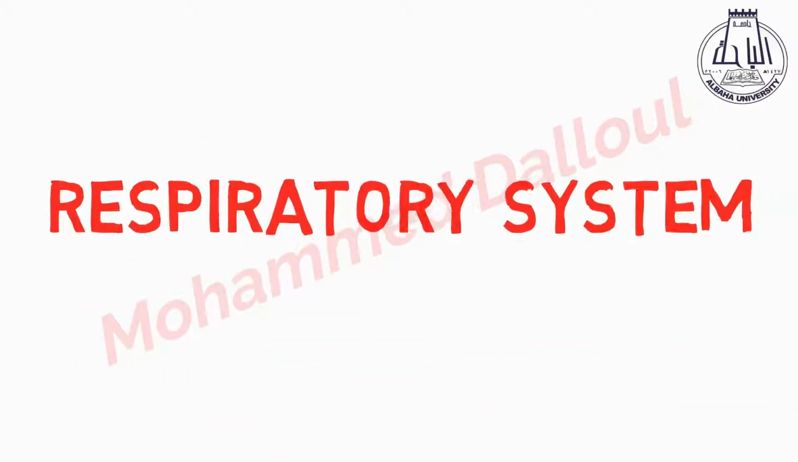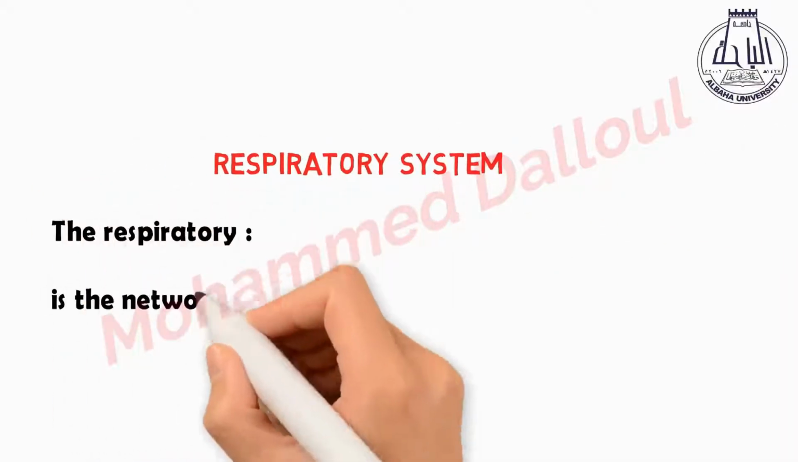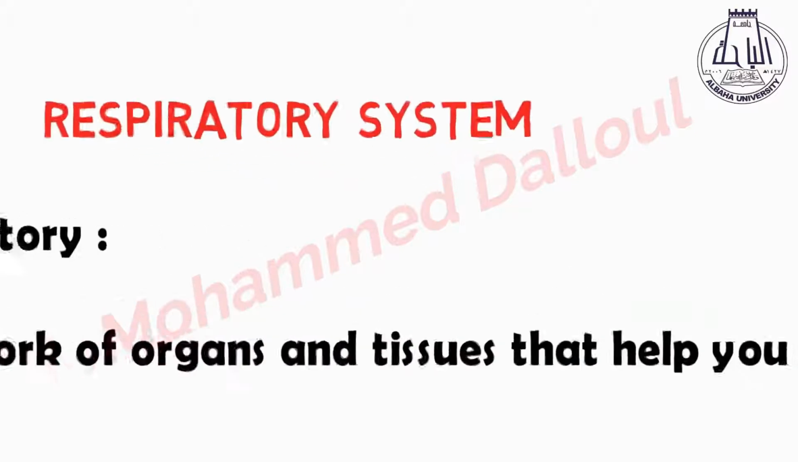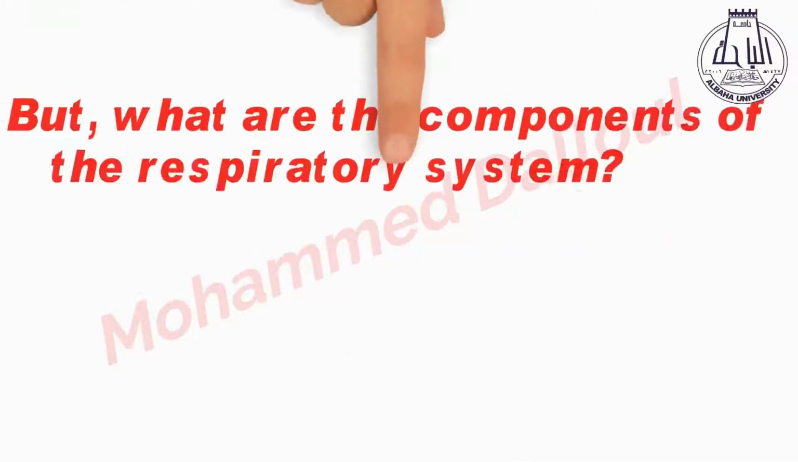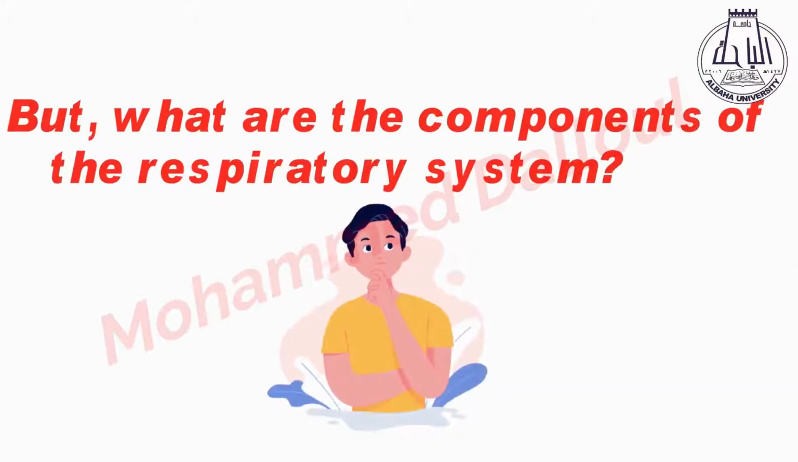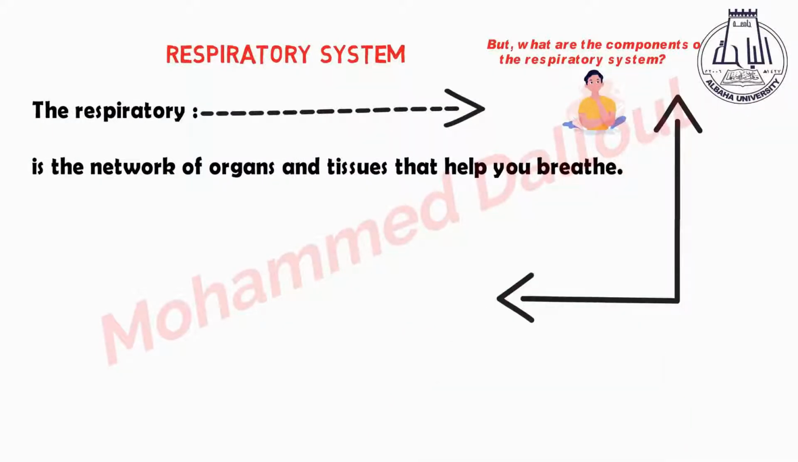Respiratory system. The respiratory system is the network of organs and tissues that help you breathe. But what are the components of the respiratory system? Respiratory system components.